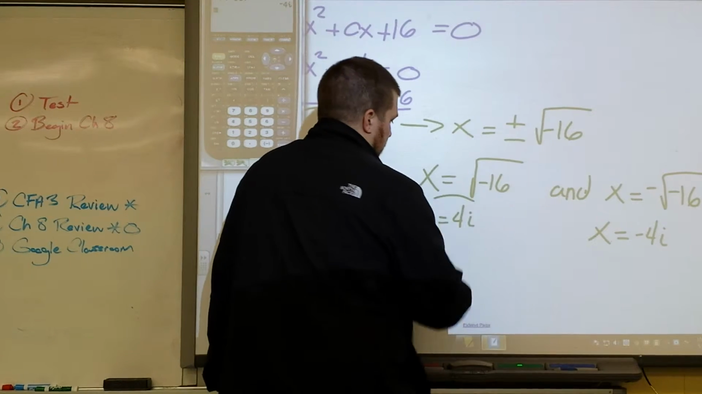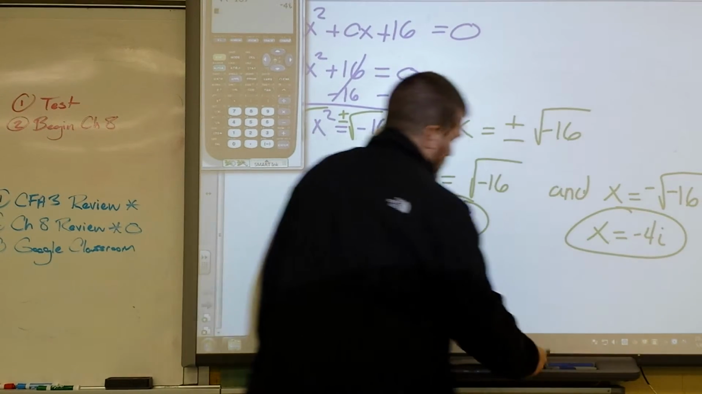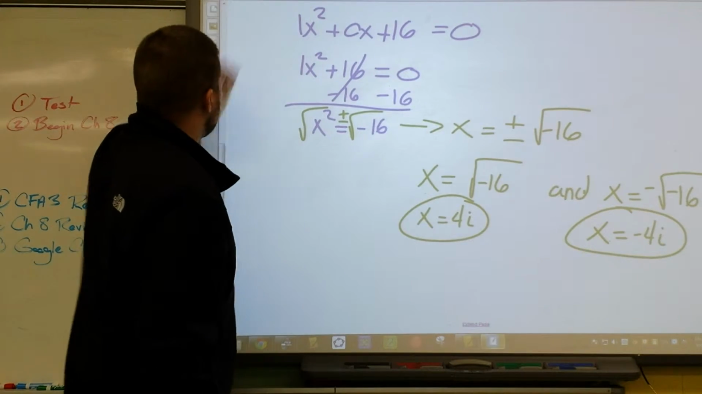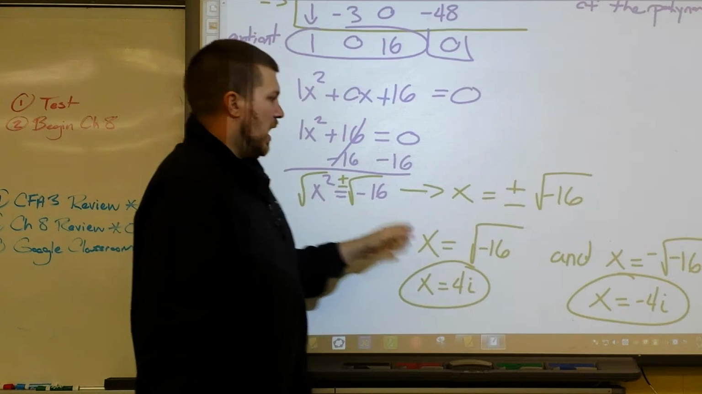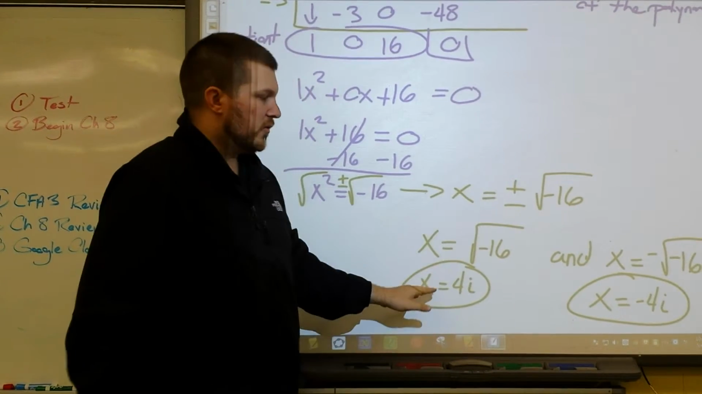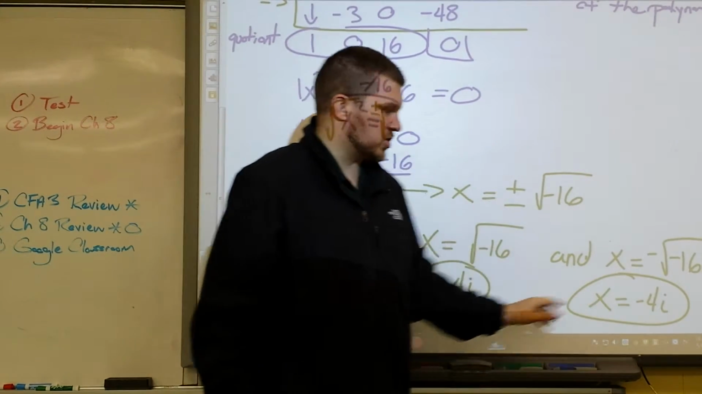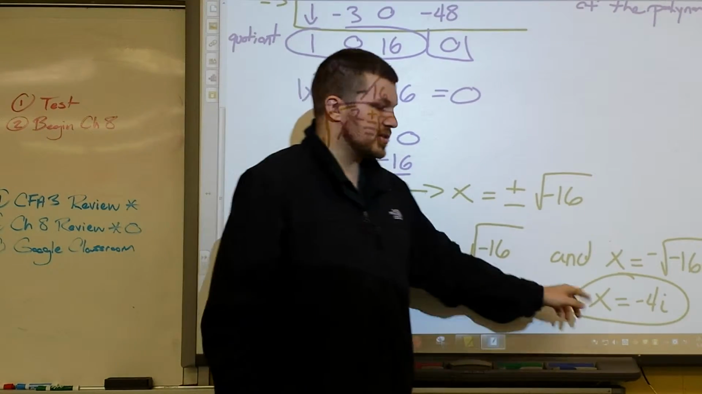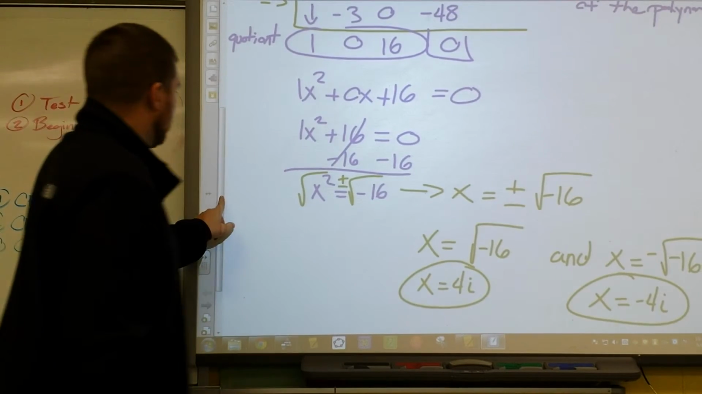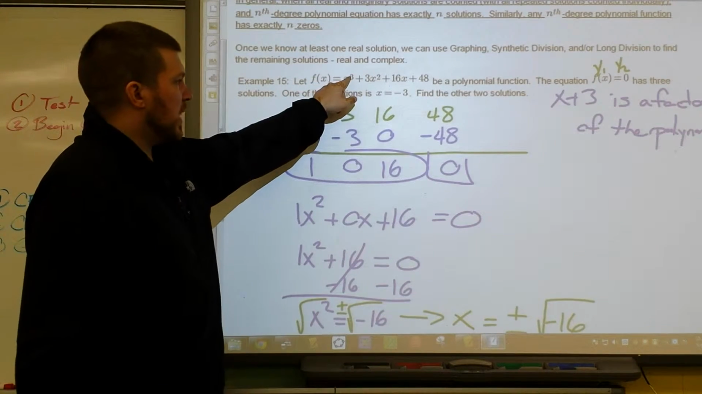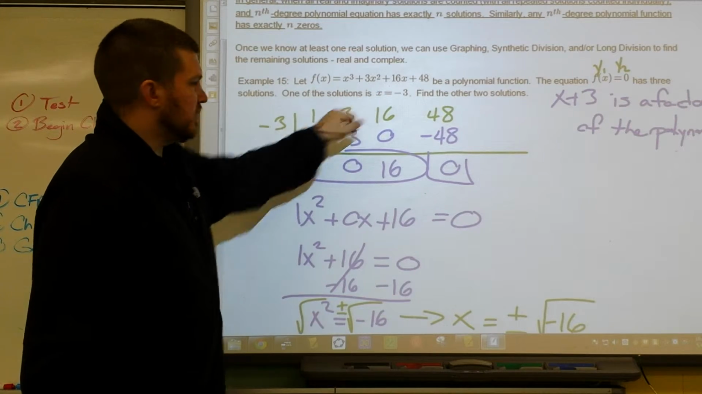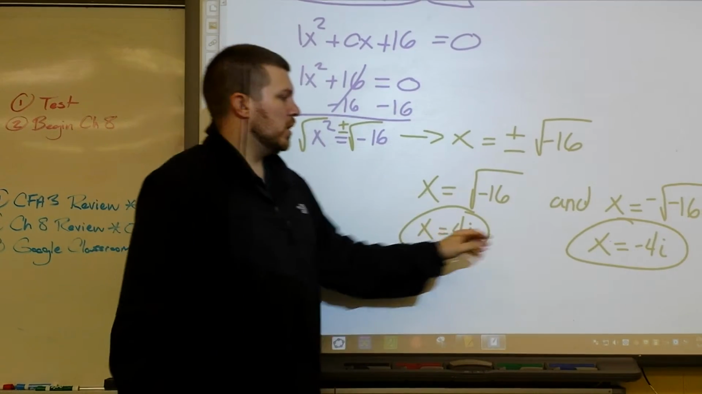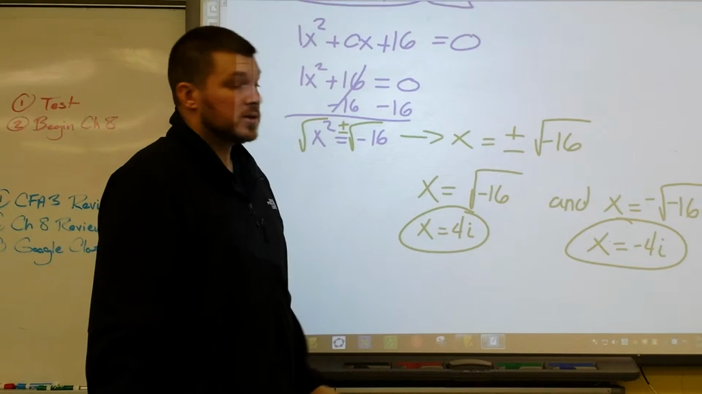So I have three answers. x equals negative 3 was given to me. And then I had to use synthetic division and a little bit of algebra to find my other two complex solutions. So anytime you see an i, that's a complex solution. Again, the fundamental theorem of algebra says my highest power is 3, in my original polynomial. That means I have to have three solutions. One that was given to me, 2, 3. I have three solutions. That's it for this example.